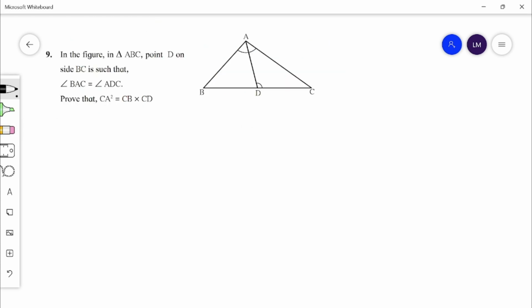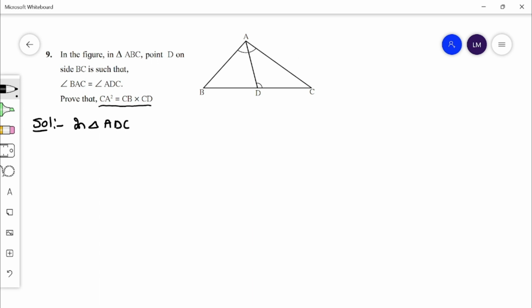In the figure, in triangle ABC, point D is on side BC such that angle BAC is equal to angle ADC. We need to prove CA square is equal to CB into CD. Right? Now, solution. We'll take two triangles, that is the first smaller triangle ADC.